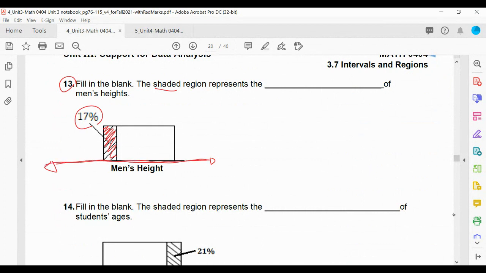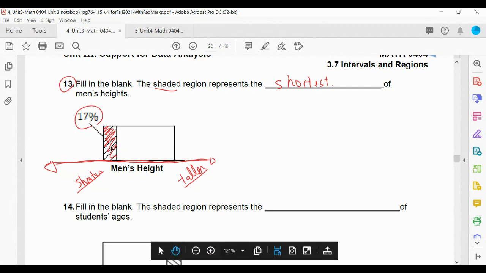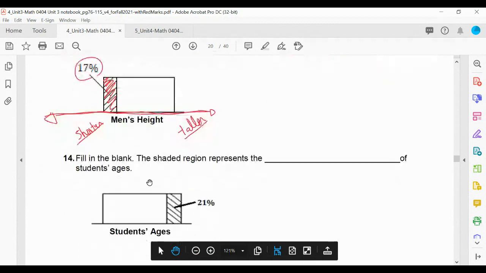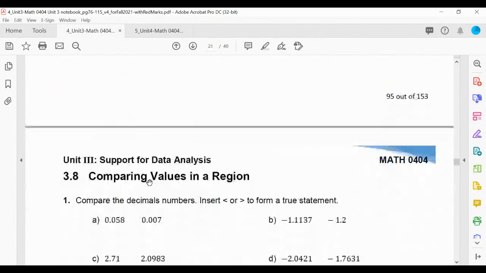So to the left, we have shorter men's heights and taller men's heights, right? Taller men are on the right. So here, the shaded region represents the shortest of men's heights, or the lowest. So here we're looking for an adjective that describes this shaded region. Okay, so based on the variable that's graphed on the x-axis. So do the same thing for number 14.